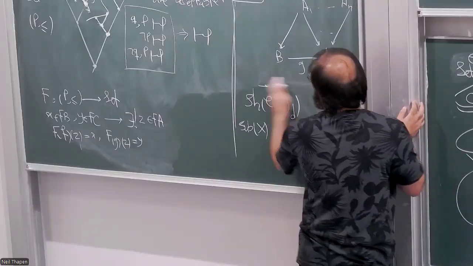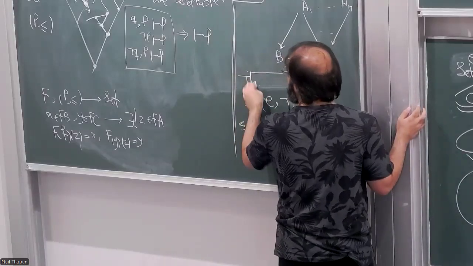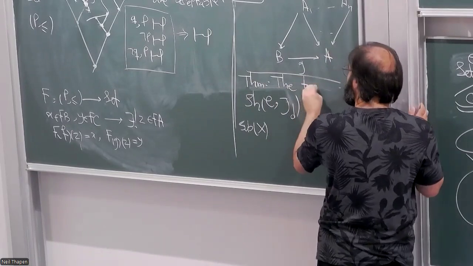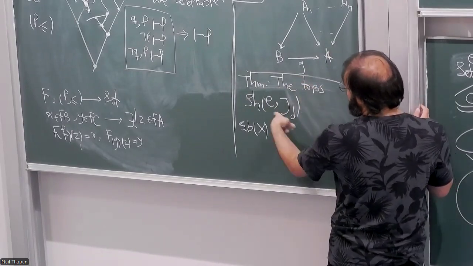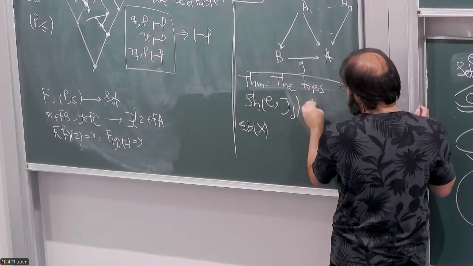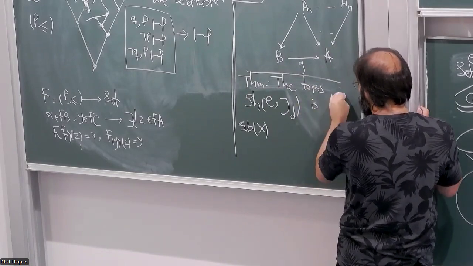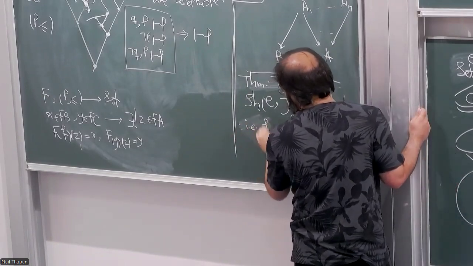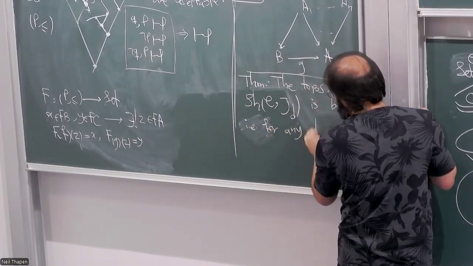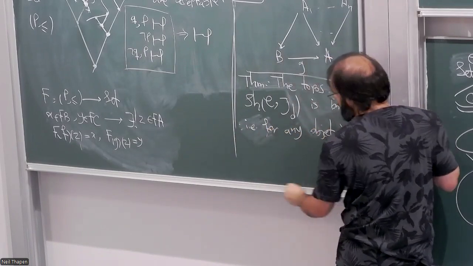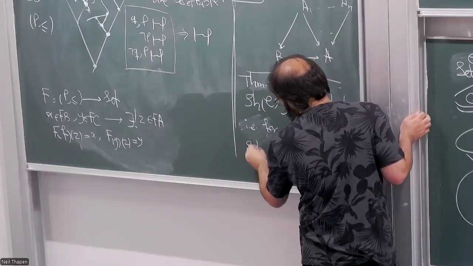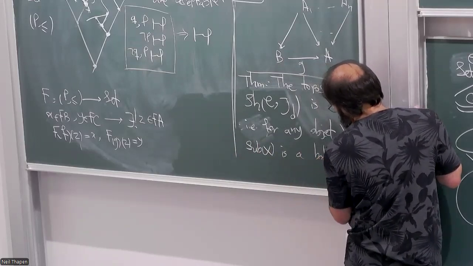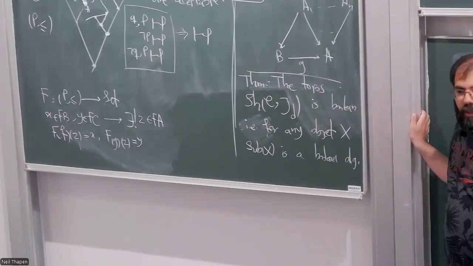The proposition, maybe I can write it even, right? So there. We don't know it is a topos, but later we will see. The topos is Boolean, i.e., for any object X, Sub X is a Boolean algebra.